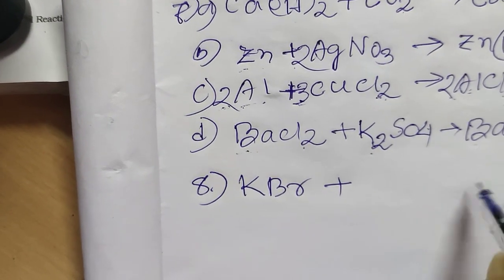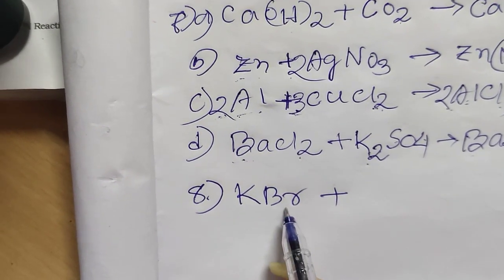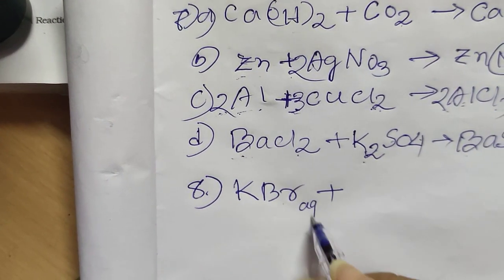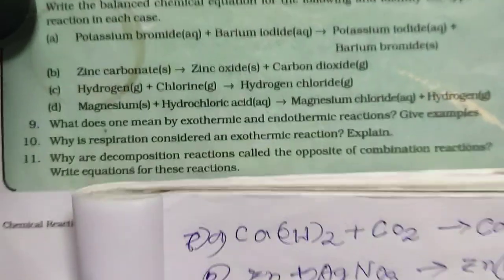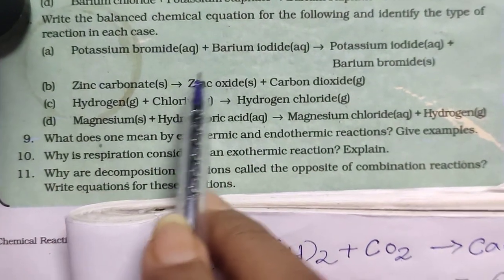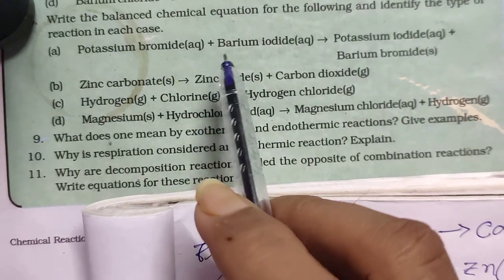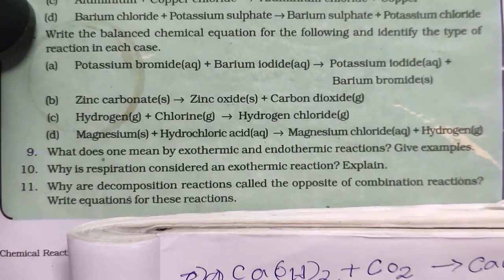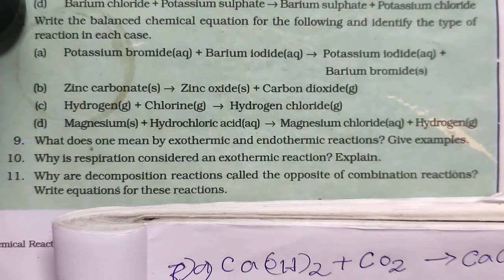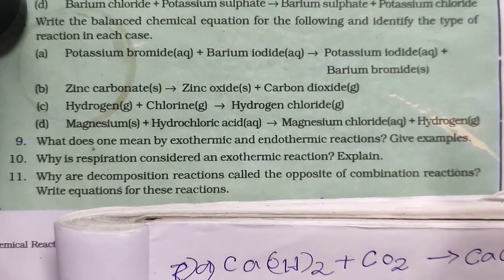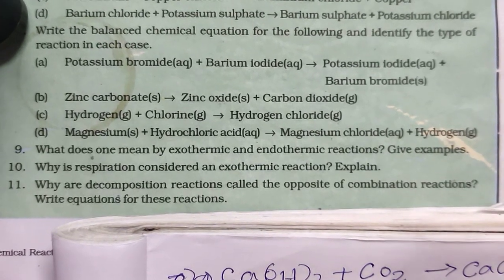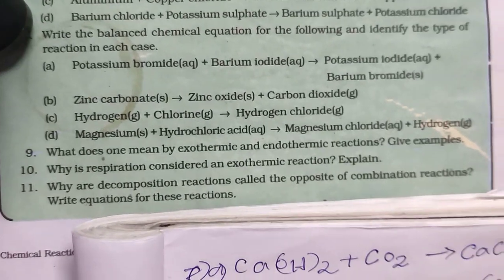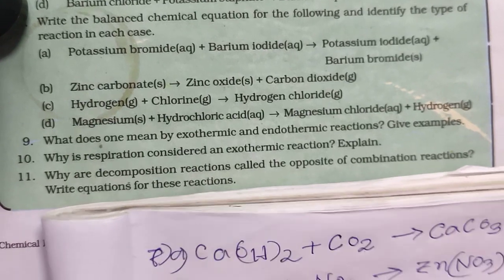KBr, potassium bromide. Potassium has valency 1 and bromide is also 1. That is why the symbol for potassium bromide will be KBr, which is aqueous. Aqueous means soluble. Aqueous solutions are those made in water. The aqueous compounds do not precipitate, but the solid ones, which are insoluble, precipitate in a chemical reaction, that is, in a double displacement reaction.